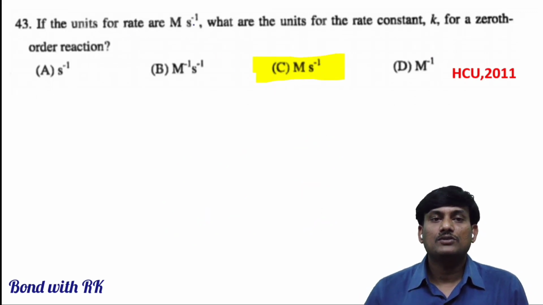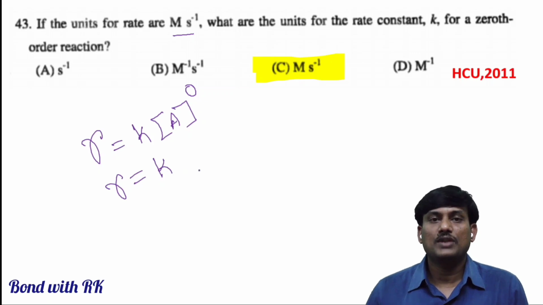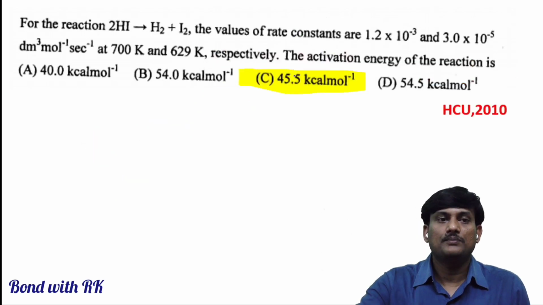The units for the rate are molar second inverse. What are the units for the rate constant K for a zeroth order reaction? The rate equation is R equal to K into a power of zeroth order, so a power of 0, it will be equal to K. So for a zeroth order reaction, rate is equal to rate constant. So the units of rate constant are equal to the units of rate, molarity second inverse.